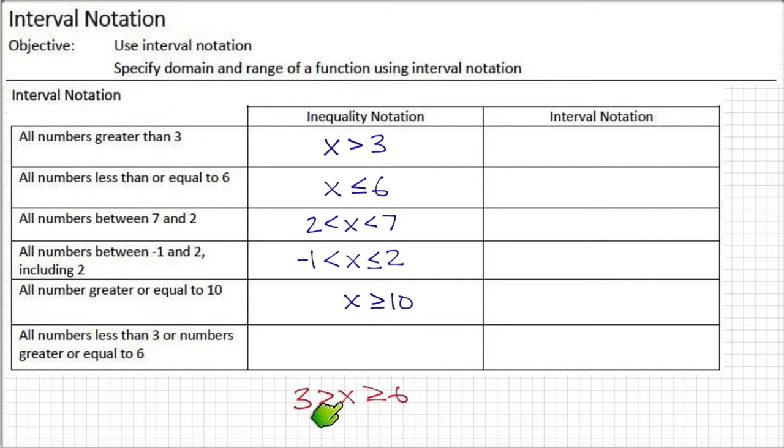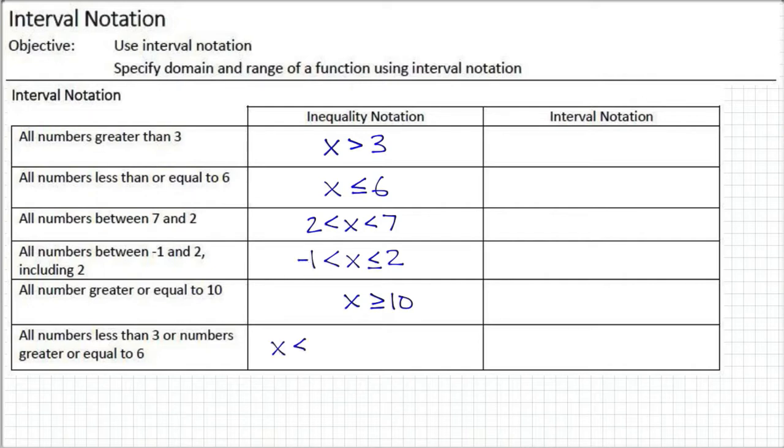Okay, let's think about this. Now, a number that's less than 3, say 0. 0 is less than 3, but 0 is not bigger than 6. So 0 doesn't satisfy this expression. If I try 7, 7 is bigger than 6, but 7 is not less than 3, so that doesn't satisfy it either. So that's basically why we cannot combine it into one single inequality like we did up here.